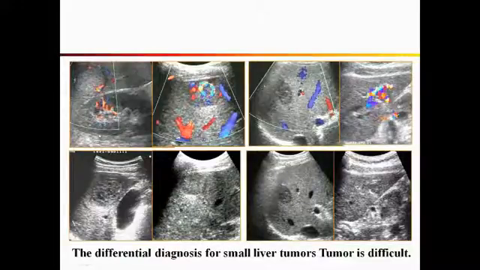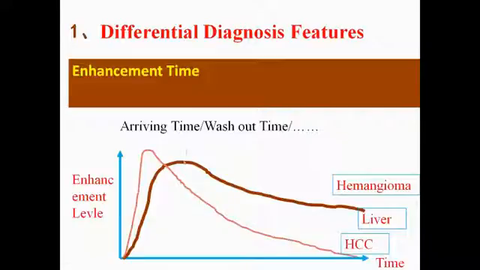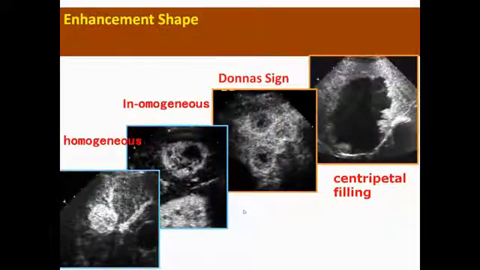In this picture, we can see a lot of tumors. It's difficult to diagnose which one is HCC, which one is hemangioma, and which one is another type. So with contrast ultrasound, we can get more information about the enhancement time, arrival time, washout time, and the enhancement level. And then we can get enhancement shapes: homogeneous, inhomogeneous, donut-shaped, or centripetal filling.